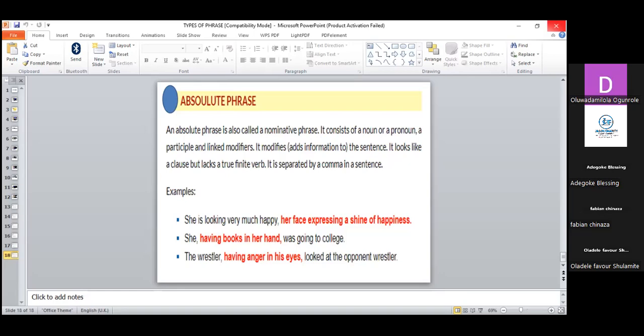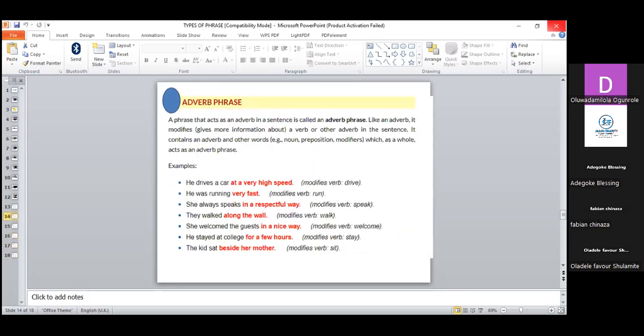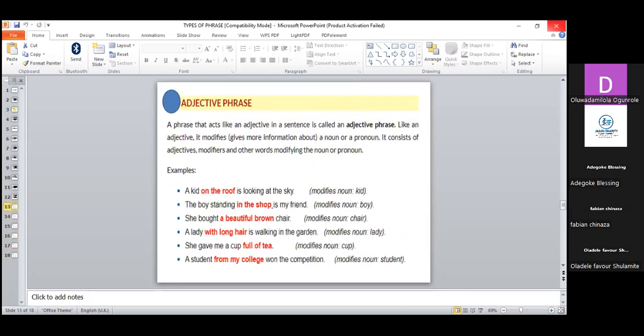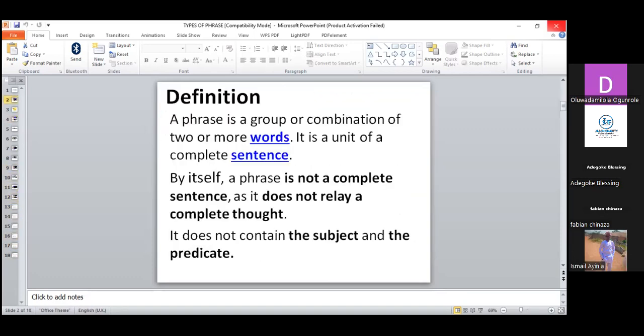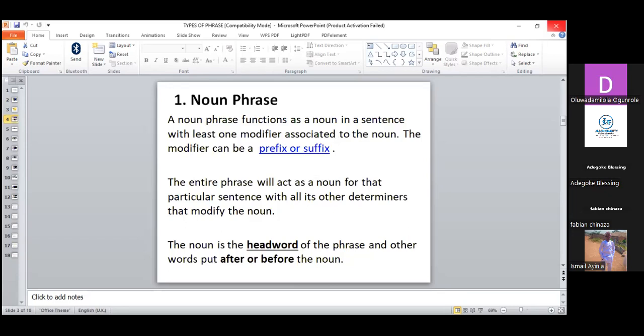But before we go, I'll just take a quick recap of what we have said today. We have described what a phrase is: a unit in a complete sentence. It is not a complete sentence and cannot relay a complete thought. It does not contain the subject and the predicate, so it is just one unit. Then we moved on to the types of phrases, starting with the noun phrase, where a noun functions majorly in that phrase.